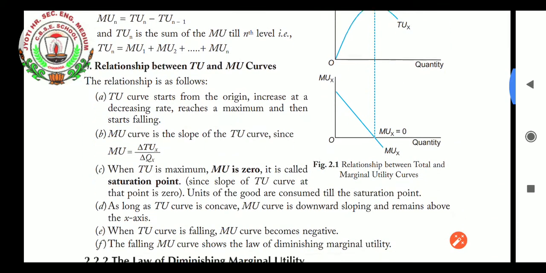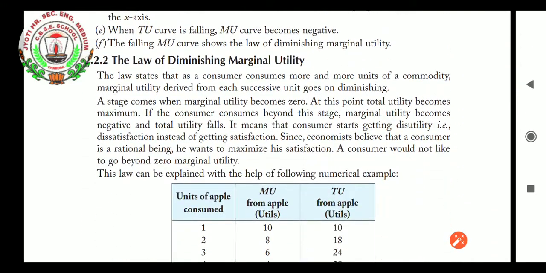Next is the law of diminishing marginal utility. The law states that as a consumer consumes more and more units of a commodity, the marginal utility derived from each successive unit goes on diminishing. A stage will come when marginal utility becomes 0. At this point, total utility becomes maximum. If the consumer consumes beyond this stage, marginal utility becomes negative and total utility falls.